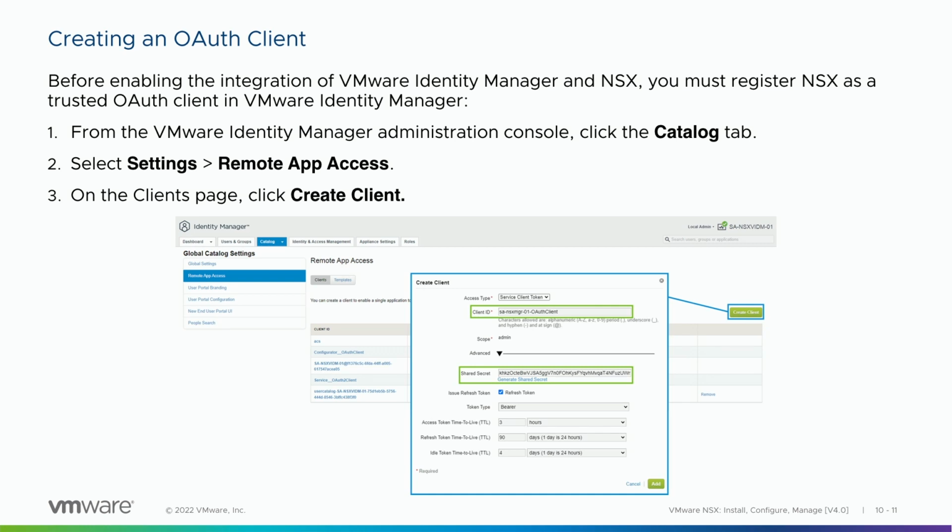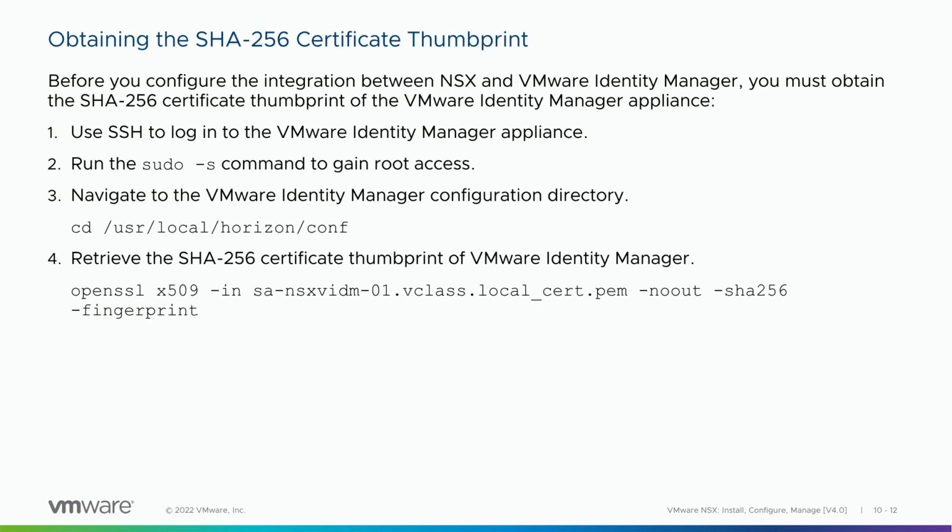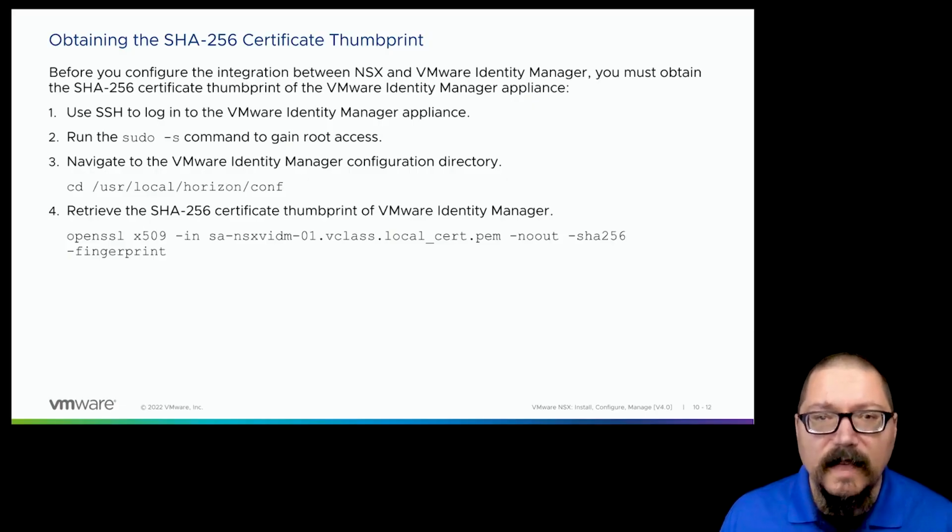NSX side of things. Then I need to go into the command line of the Identity Manager appliance itself. That's going to be the most straightforward way to collect the thumbprint or the fingerprint of the certificate. And we're going to do this. The certificate is stored in /usr/local/horizon/conf. That's the directory structure that we want to look at.